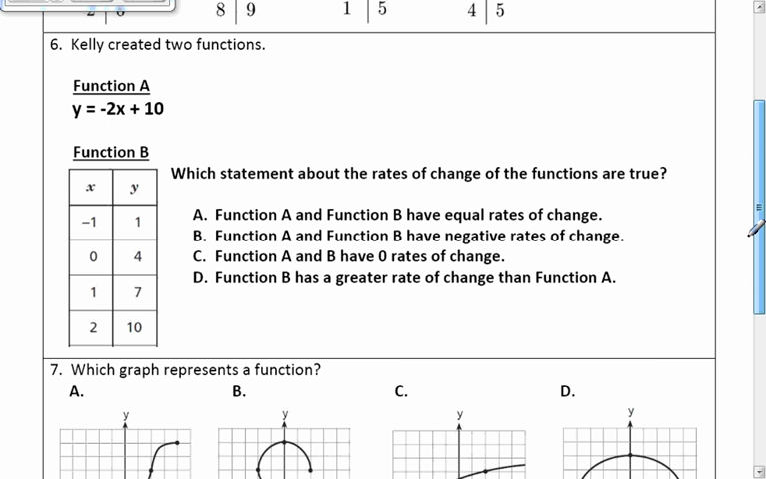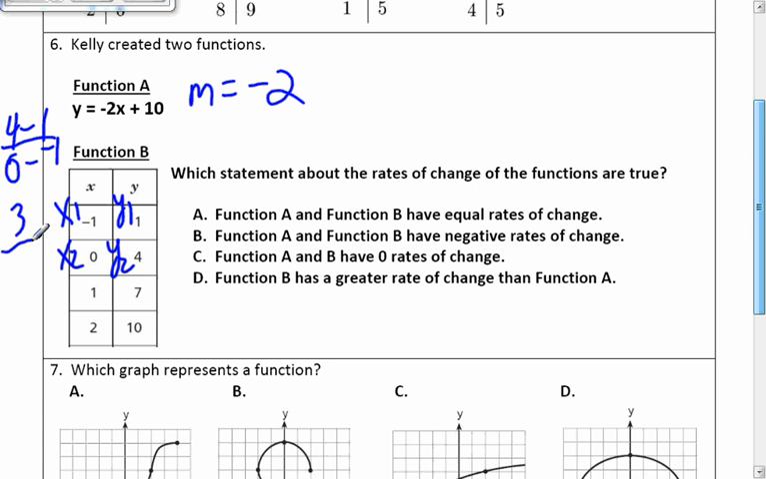Rate of change means slope. So the slope of function A is -2. You need to figure out the slope of the table. So x1, y1, x2, y2, 4 minus 1 over 0 minus -1 is 3 over 1, which is just 3. So choice D, function B has a greater rate of change than function A.